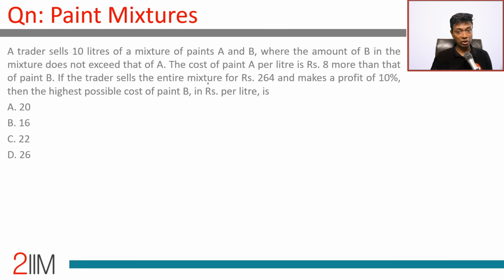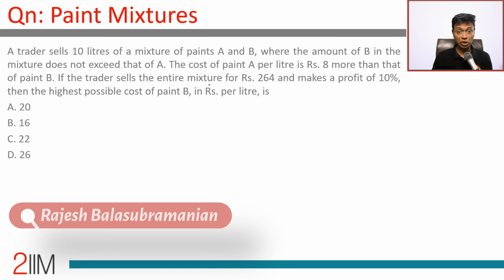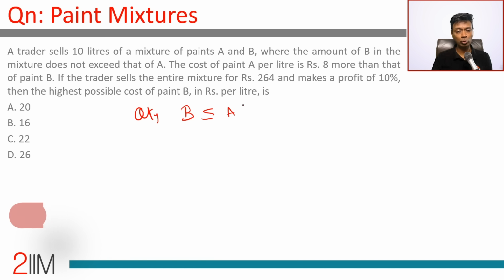Let's do this paint mixtures. Fabulous question. A trader sells 10 liters of a mixture of paints A and B, but the amount of B in the mixture does not exceed that of A. So B is less than or equal to A quantity wise. And I'm going to solve this by possibly the juiciest method possible, not going very methodically. It's an actual CAT paper, right?